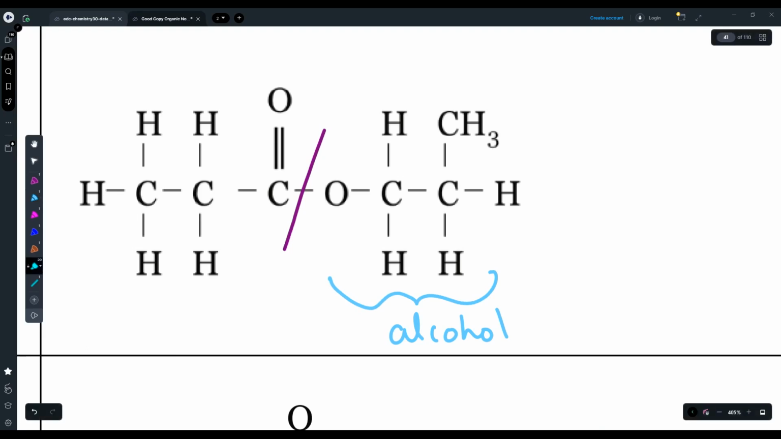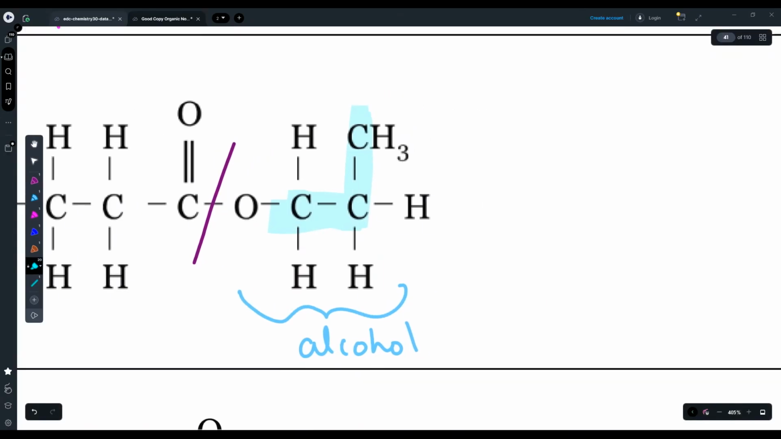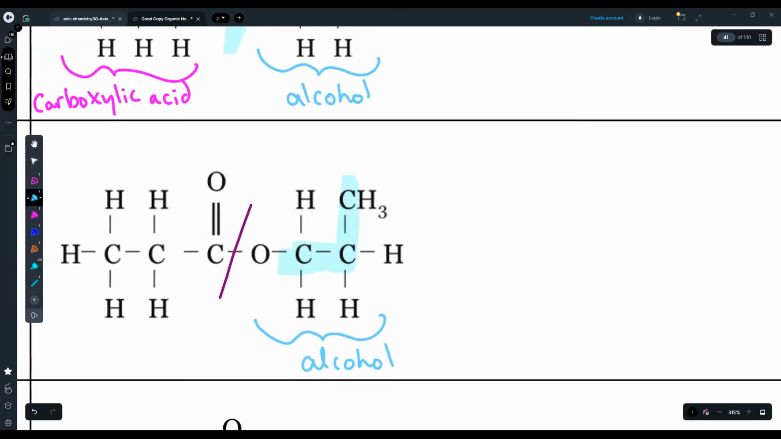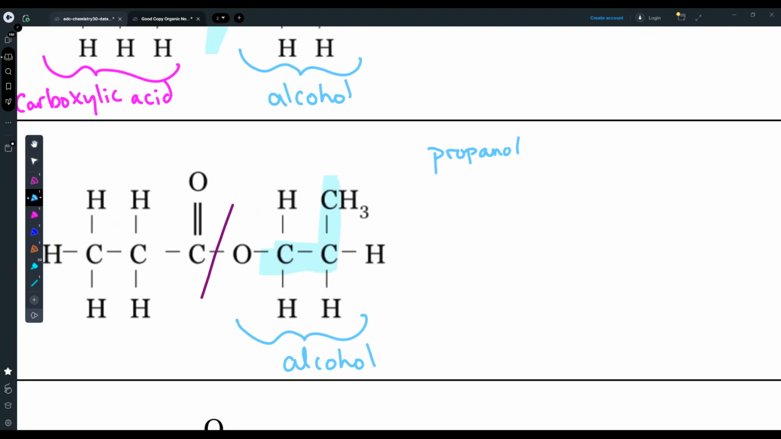Okay, now where's our parent chain? Parent chain's going to be right here. Okay, so for the alcohol part, it's got 3 carbons. The prefix that means 3 is prop. If I was naming this as an alcohol, I would call it propanol. Okay, but in the ester name, it would change from propanol to propyl, because you got to take that anol ending and switch it to yl.